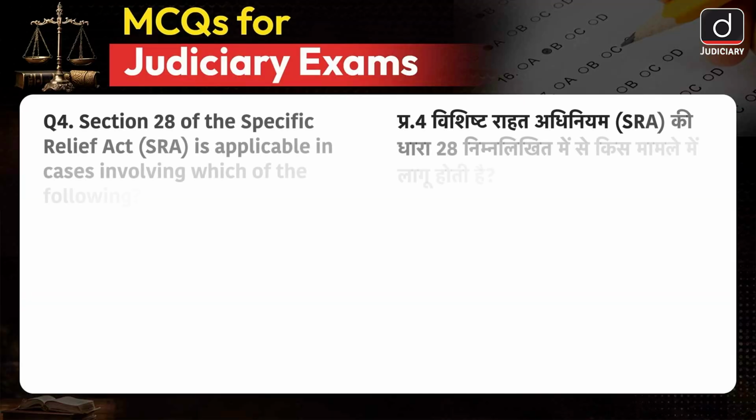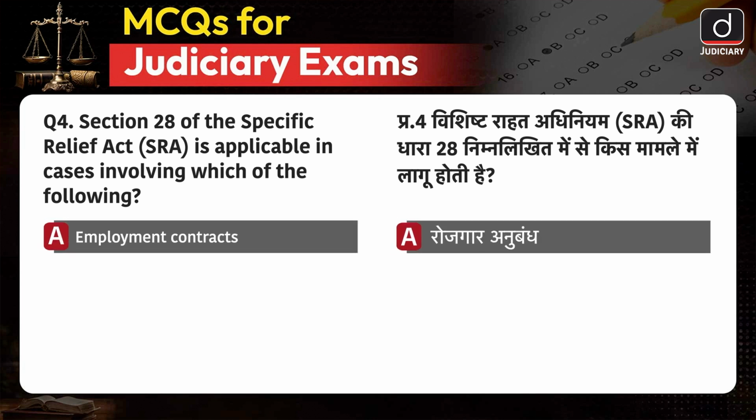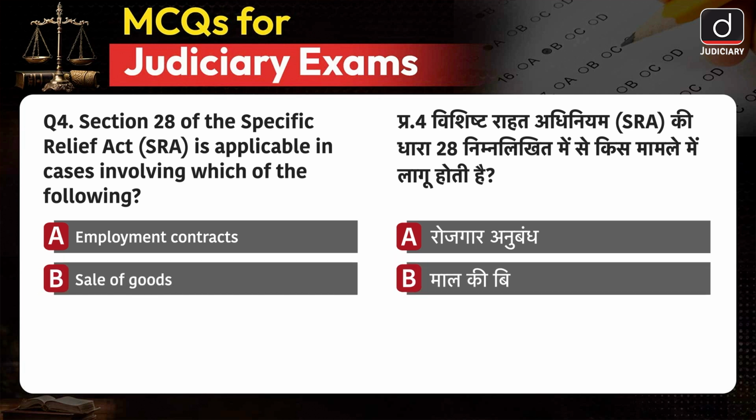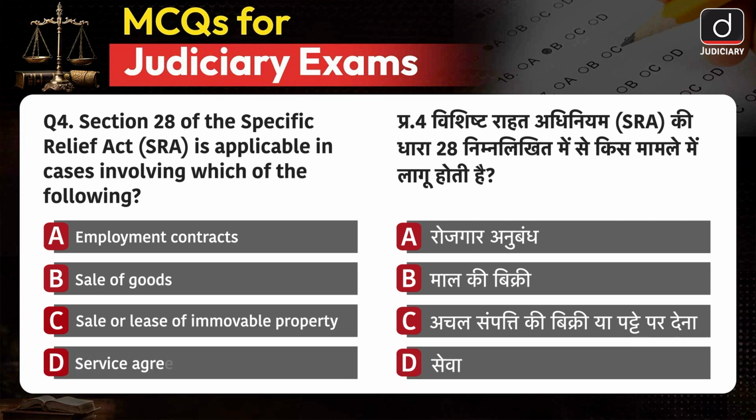Fourth question is, Section 28 of the Specific Relief Act is applicable in cases involving which of the following? Option A, employment contracts. Option B, sale of goods. Option C, sale or lease of immovable property. Option D, service agreements. The correct answer is option C, sale or lease of immovable property.